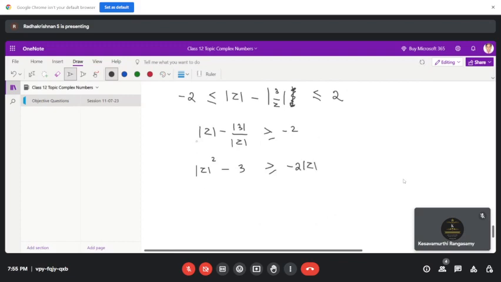Because I am multiplying the whole equation by mod z.